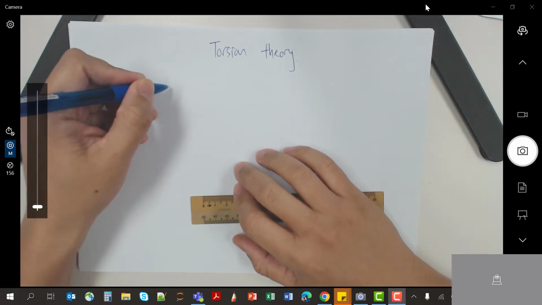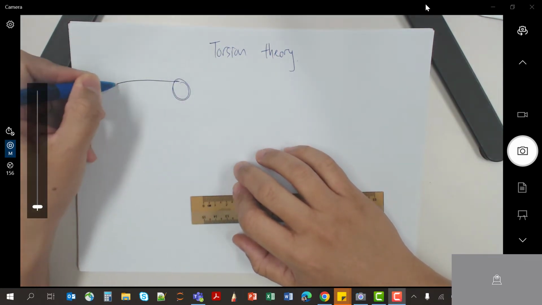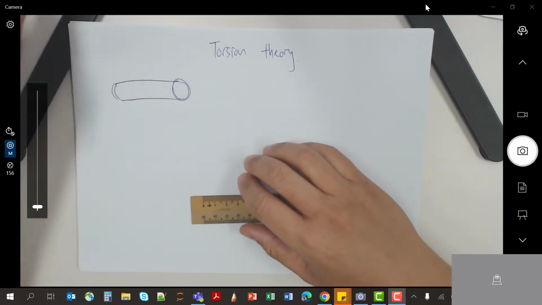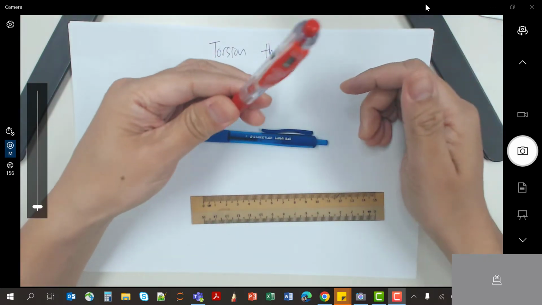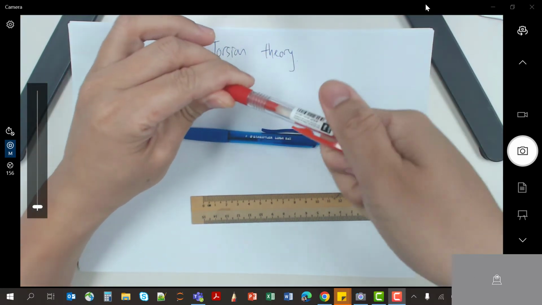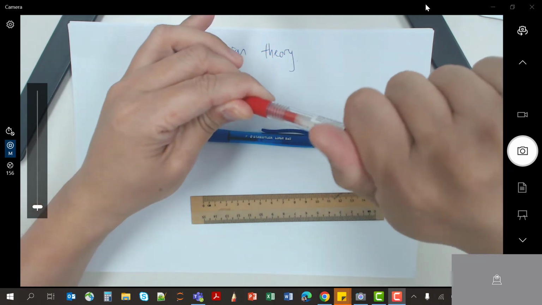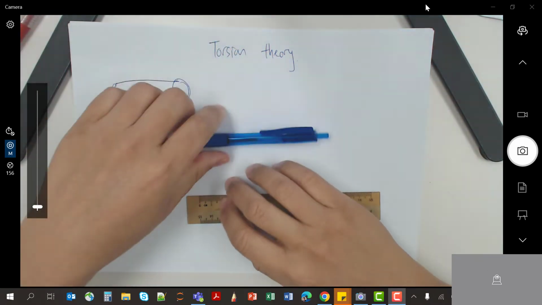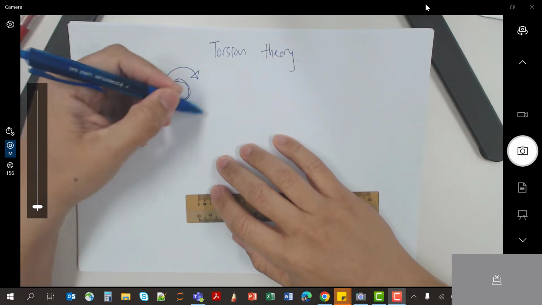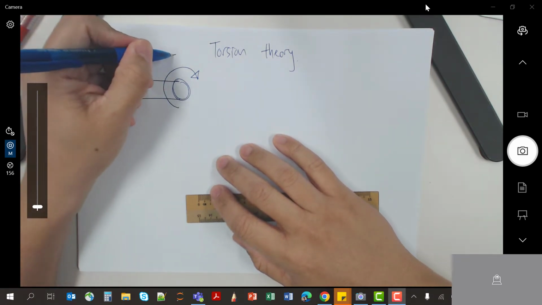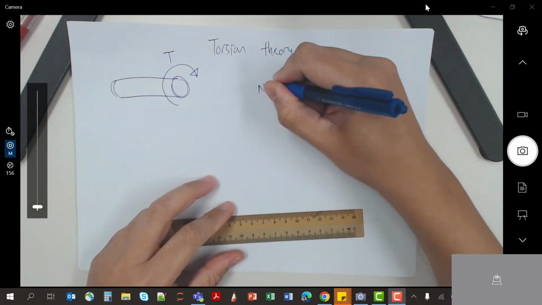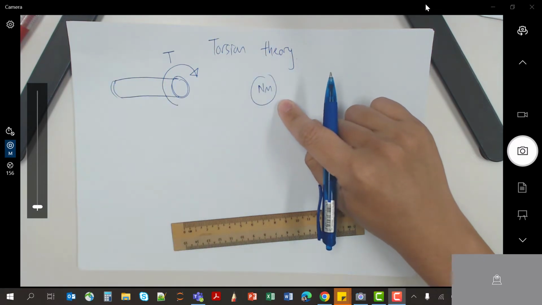Suppose you have a shaft, and you decide to twist it. So let's say this is the shaft and you decide to twist it. You are actually giving a torque onto the rod itself. So how it's being drawn is you are applying a twisting, and this twisting force is actually a torque. The units of torque, of course, are Newton meters.